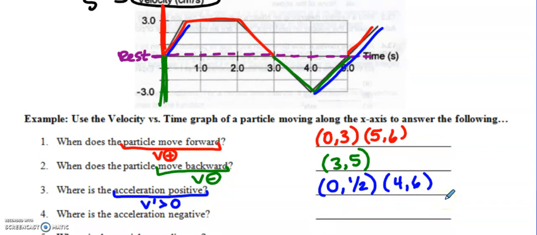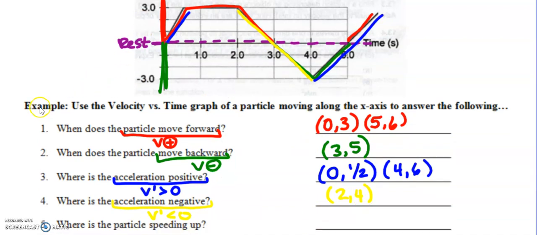Where is the acceleration negative? Well, acceleration is the same thing as the derivative of velocity, the rate of change of velocity, so v prime less than 0. That's going to be where I see negative slopes, right? V prime would be the slope of v. I'm looking at v. Where is that negative? So that's going to be between 2 and 4.